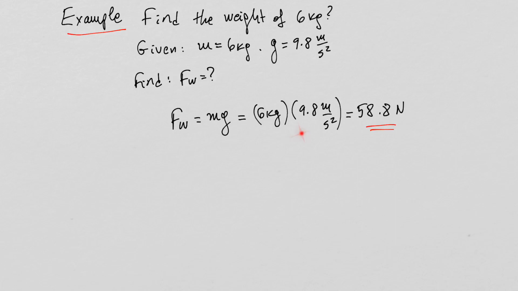But if the value for the gravitational acceleration were something else, let's say the gravitational acceleration on another planet, then the weight of this 6 kilogram mass will be a different quantity. It's not going to be 58.8 newtons. So the next example will show this difference.